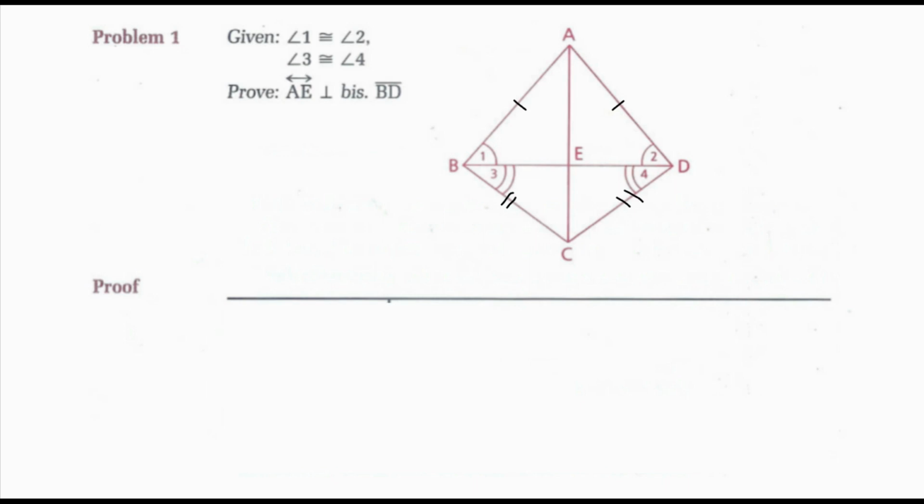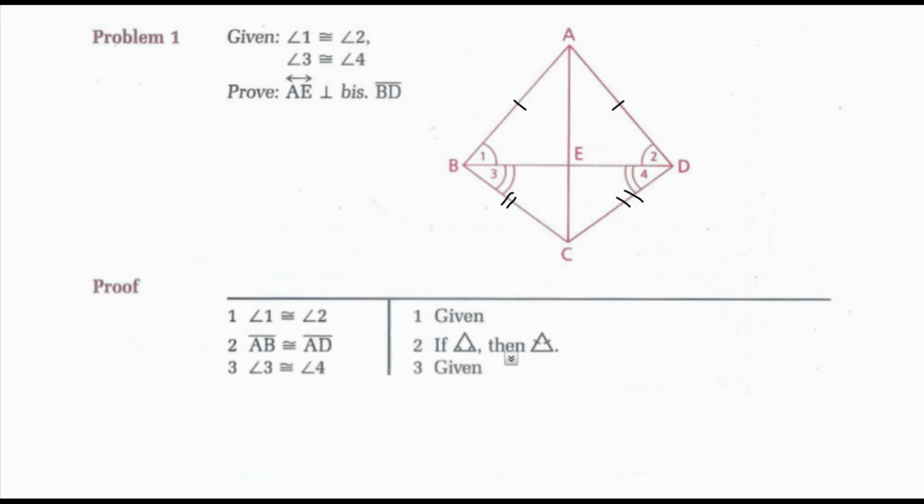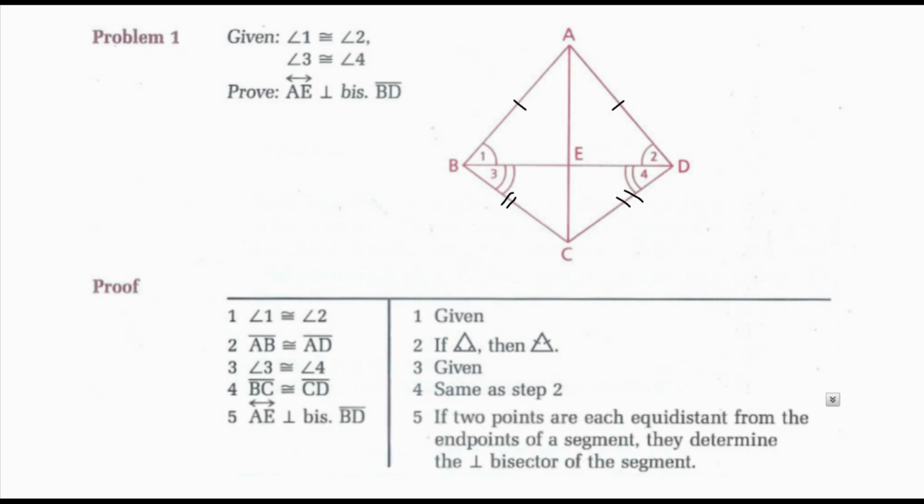Looking at this in my statements and reasons, I have my first given, angle 1 is congruent to angle 2. Then I had segment AB is congruent to segment AD, because if base angles are congruent, then legs are congruent. Then angle 3 congruent to angle 4. Then segment BC is congruent to segment CD, which was the same step as 2. And now I have line AE is the perpendicular bisector of line segment BD, because if 2 points are each equidistant from the endpoints of a segment, they determine the perpendicular bisector of the segment. Remember, if I want to shorthand this, I can say if equidistant, then perpendicular bisector. Again, this is just a general diagram picture that I can use for equidistance.